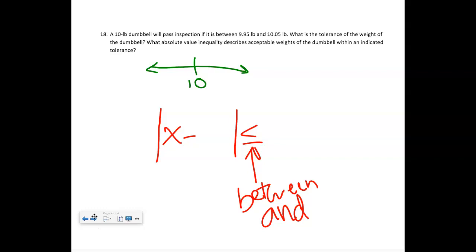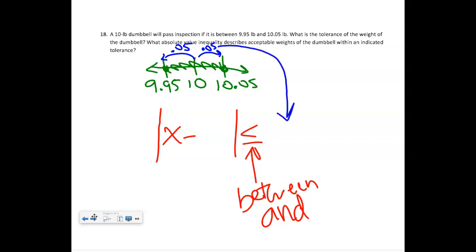It is allowed to be between 10.05 and 9.95. And it can be all the weight in between there. So as I look here, between each of these, I can be above 0.05 or I could be below 0.05. Okay. So this right here, that is our tolerance, whatever number is a little bit above or a little bit below. And reminder, the number you want always goes here.